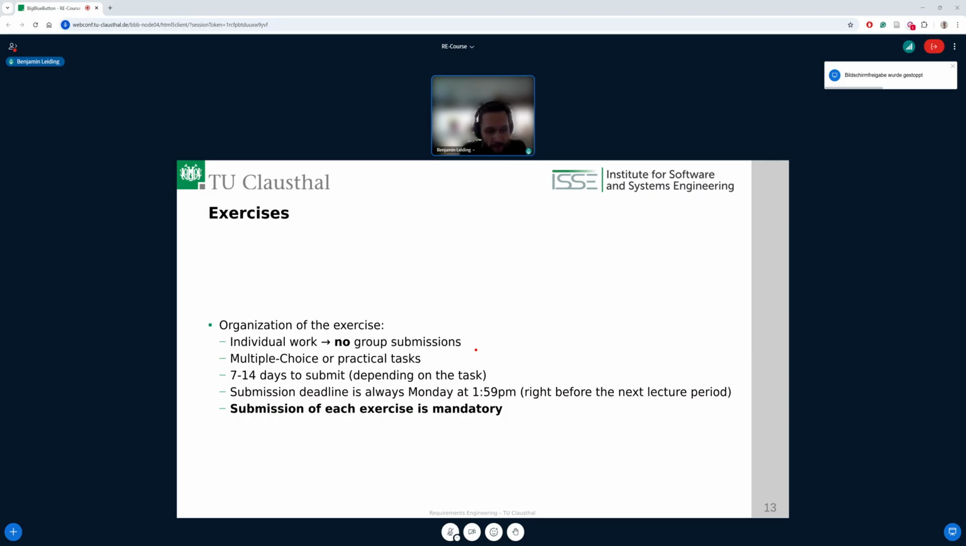And it is mandatory to submit each of the exercises. However, and now it becomes complicated, or not actually, it's just something that you please always remember: some of those exercises are multiple choice. They are part of the Massive Open Online Course website. One example is the first exercise that you will have to do.